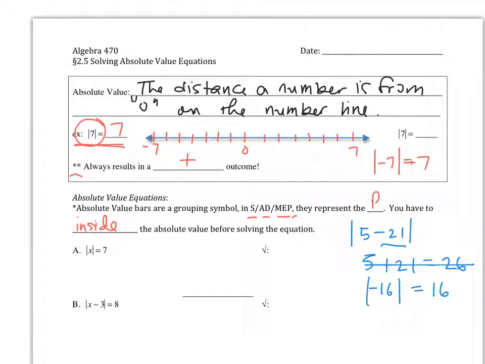Okay, so that's what we're talking about here, is a reminder that you have to do what is inside the absolute value first. The reason why that's going to be important is because when we go to check our answers, make sure that you know how to check it correctly. All right, so A, super simple, because we already did it.